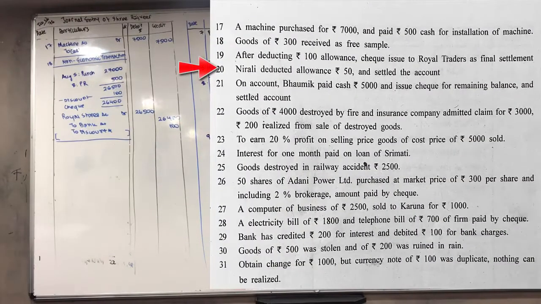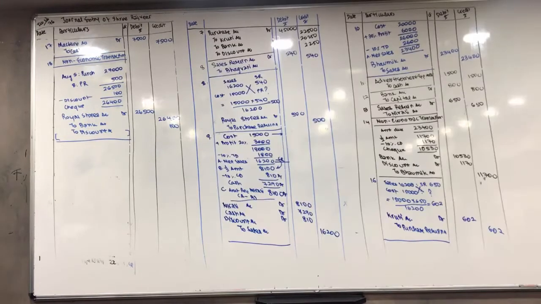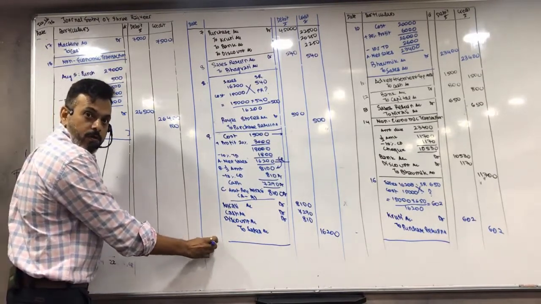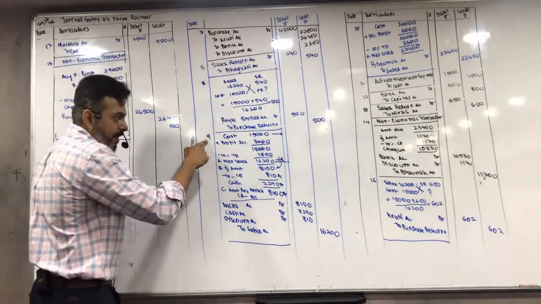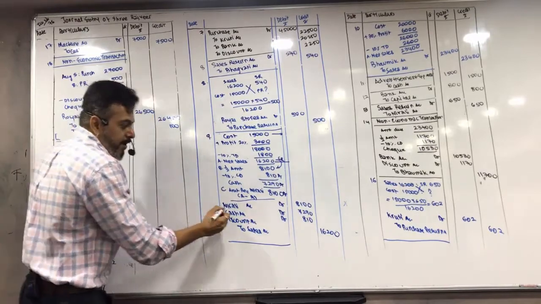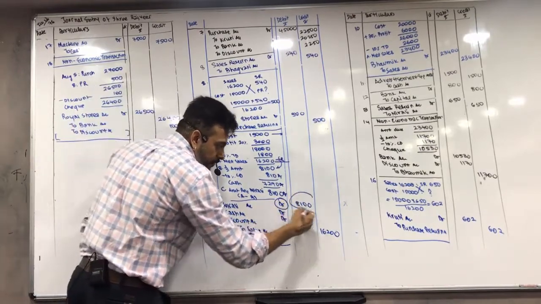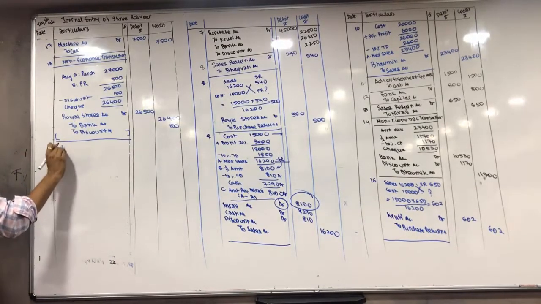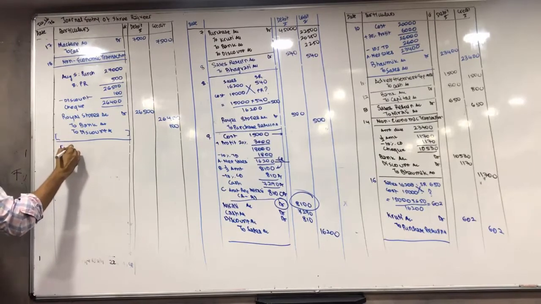Now 20th, I want you to find the amount for me. 20th, Nirali deducted allowance of 50 and settled the account. Let's find out where is Nirali. Pay attention to the 9th transaction. In the 9th transaction, you refer to the journal entry that will help you identify Nirali account debit 8,100. So we sold goods on 9th August.